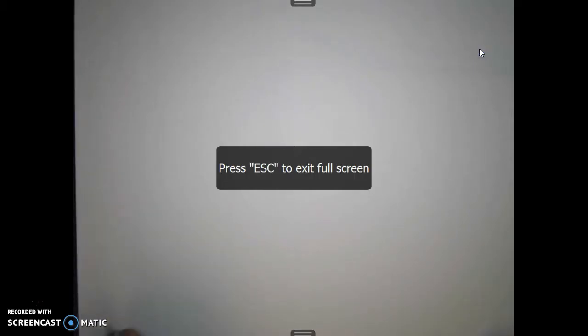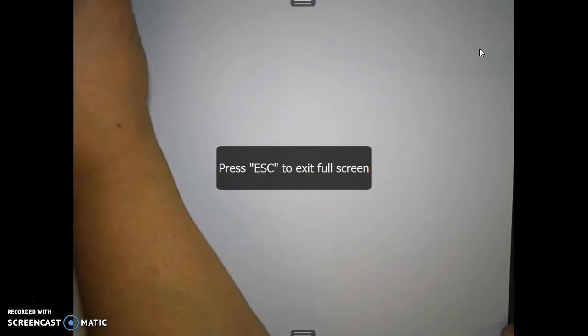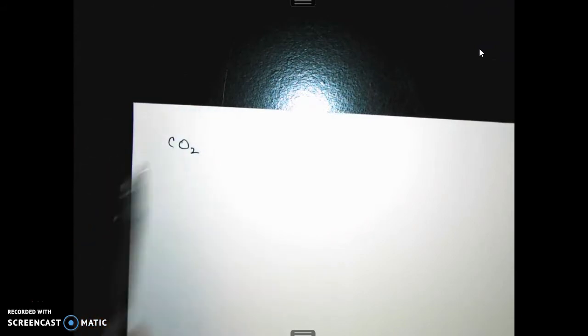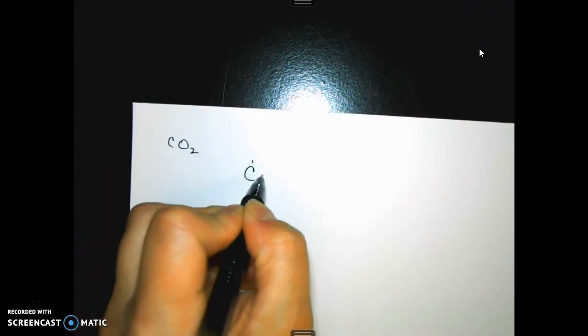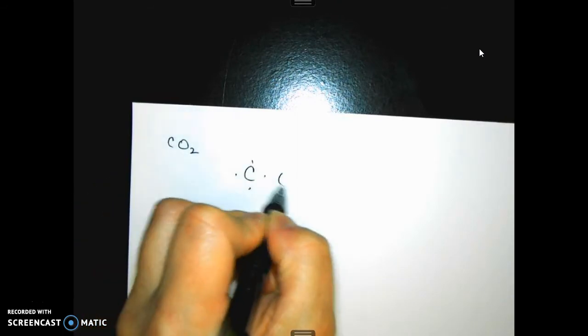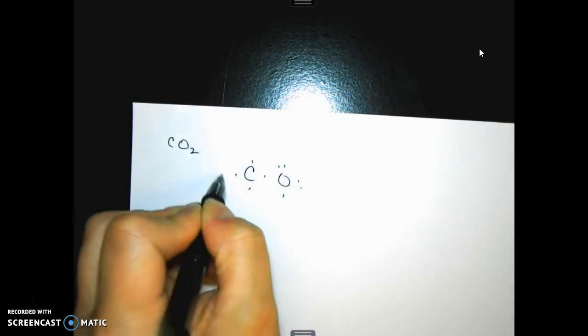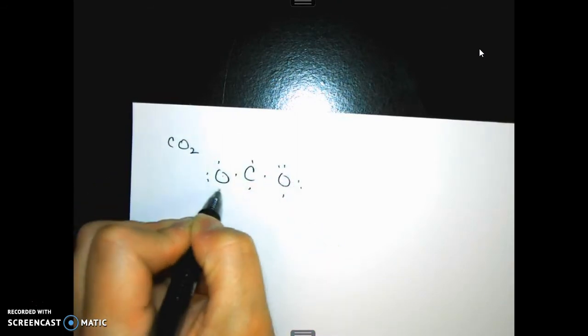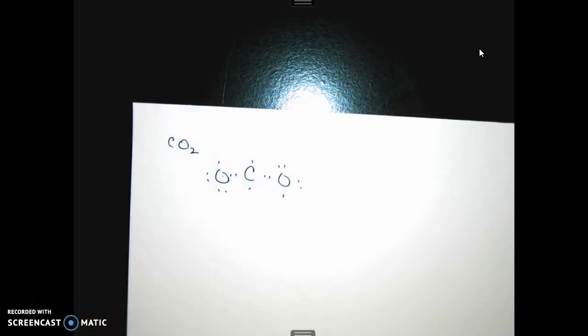All right, so the first one we had was, oh my gosh, I forget, CO2. So CO2: carbon needs the most bonds still, so we're going to put carbon in the center and oxygens on the outside. Okay, that's all my bonds.